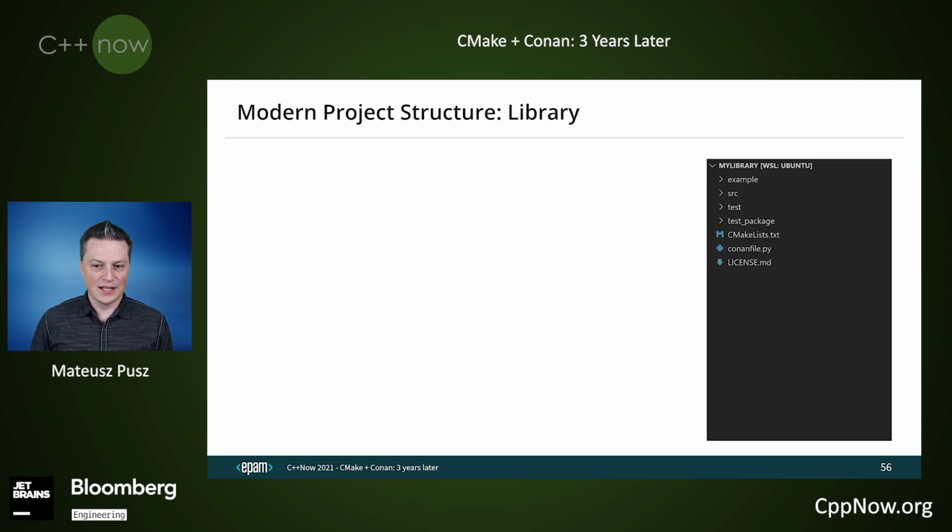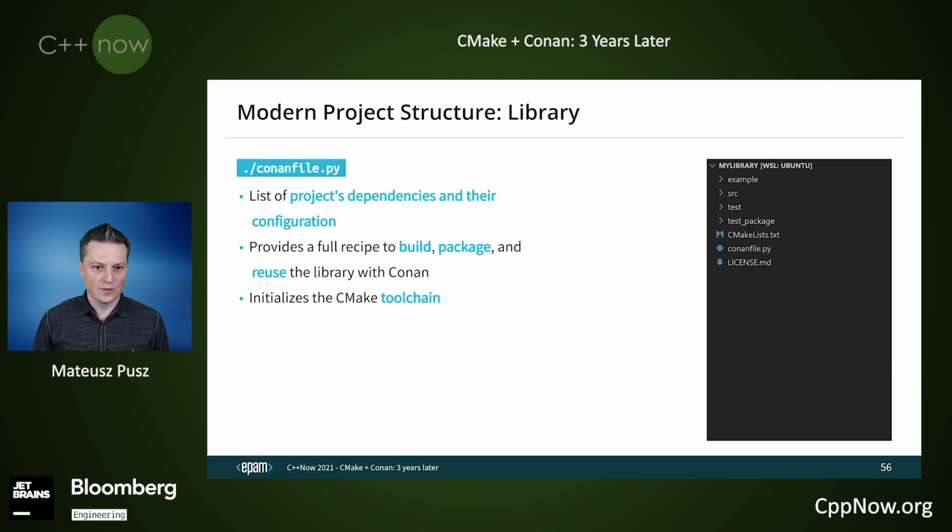The next one is the library. Library is a bit bigger, as you can see. We have examples, we have test package here, and we have Conan file Python rather than txt. And with Python, we can provide more logic. We can provide information how to build, package, and reuse our library with Conan.